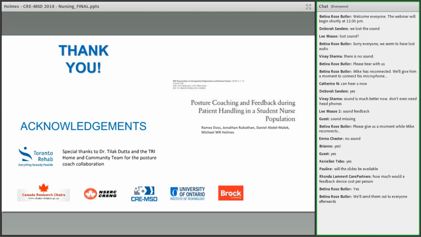Question from Rhonda Lambert: how much would a feedback device cost per person? Yeah, I can take that one. It's Tilak here. We don't know yet. It really depends on what volumes we can produce them in. The current prototypes are rather expensive, in the $300 to $400 range, but that's a prototype, and once you get into larger numbers of production, we can bring that price down. But it's really hard to say, as we haven't done that math yet and worked with a manufacturer.